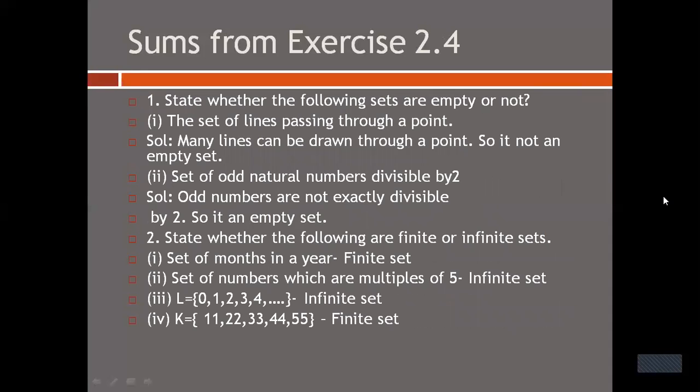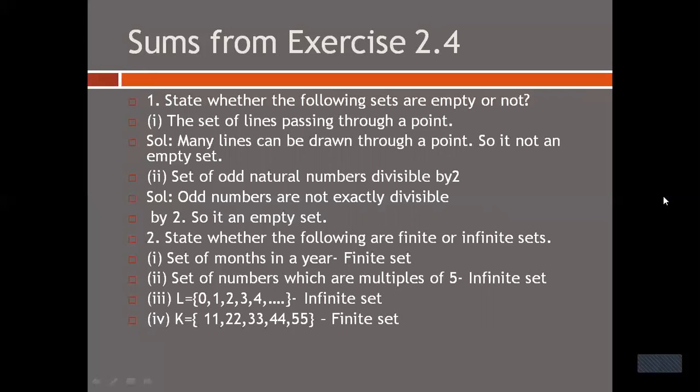Now, some more sums from exercise 2.4 based on the second concept, that is finite and infinite sets. First one, state whether the following sets are empty or not. The set of lines passing through a point. You know that many lines can be drawn through a point. So it is not an empty set. We have some lines which are passing through a point. So that's why it's not an empty set. Second one, set of odd natural numbers divisible by 2. You know that any odd number can never be divisible by 2. So it is an empty set.